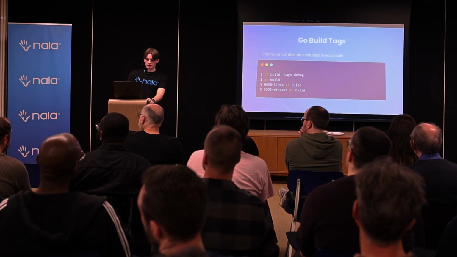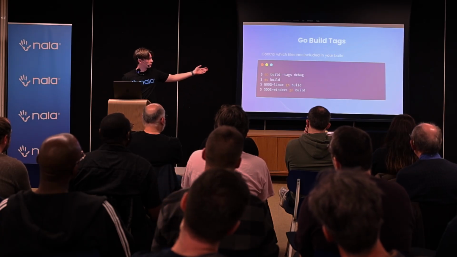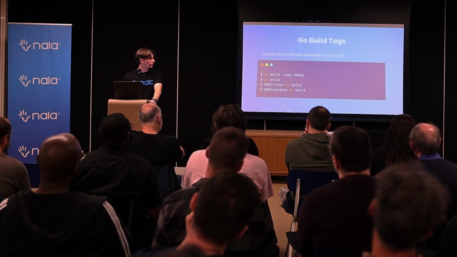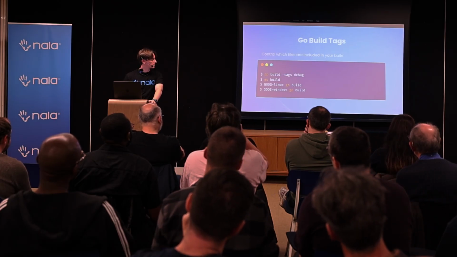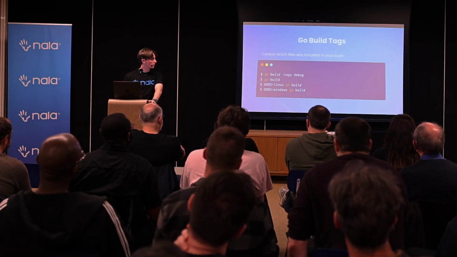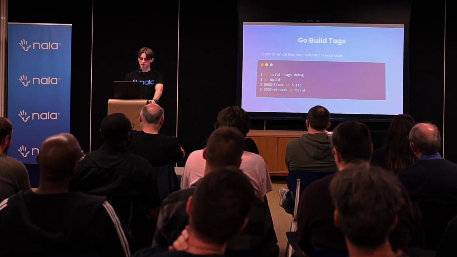And so, an example of how to use these. The first one, you have to be specific and use the debug tag when building. And the last two use the GOOS environment variable when you are trying to compile for a different operating system.